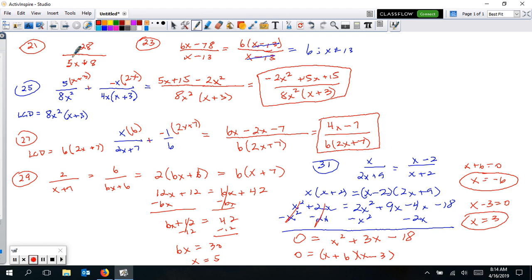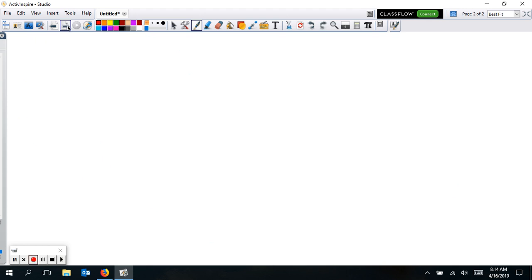Alright, let's move on to the next one. Now the next one is not cross multiplying. It's going to be using the LCD, multiplying everything by the LCD to get rid of the fractions. And that's what we're trying to do. We're trying to undo the fraction part so we can solve this.